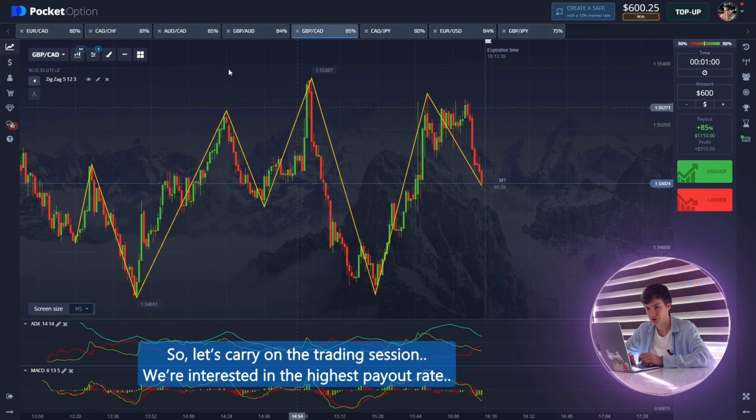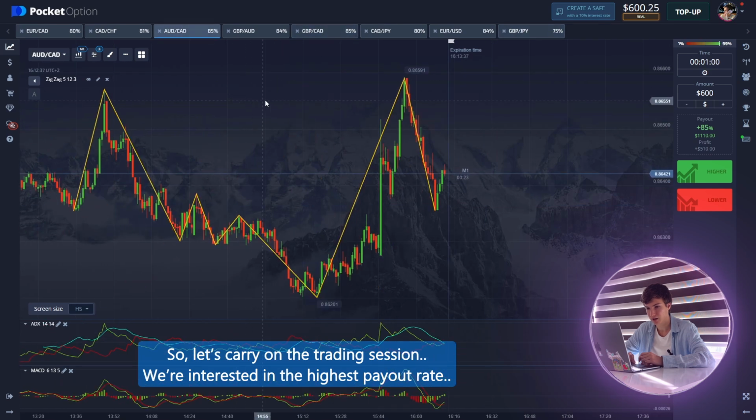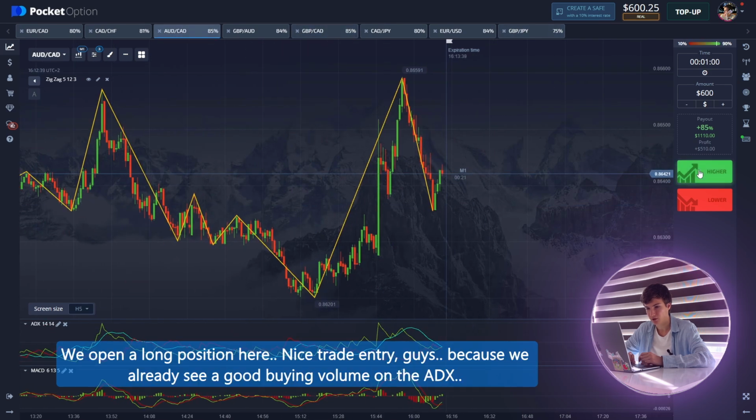So let's carry on the trading session. We are interested in the highest per chart trade. We open a long position here. Nice trade entry, guys.